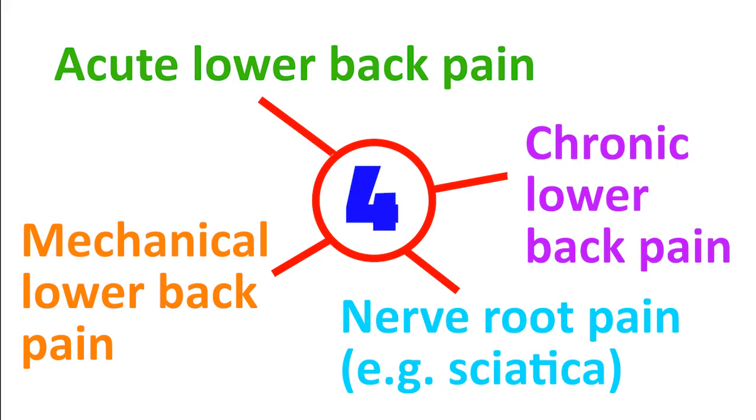Chronic lower back pain is defined as pain that has persisted for longer than 12 weeks. The evolution of this type of back pain is complex and multifactorial and has psychological, physiological and psychosocial elements.